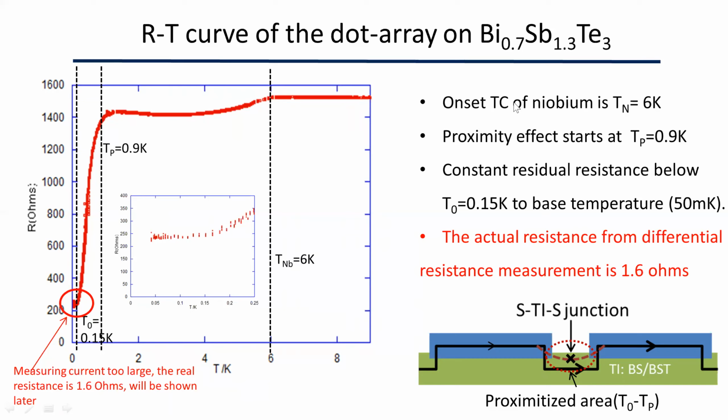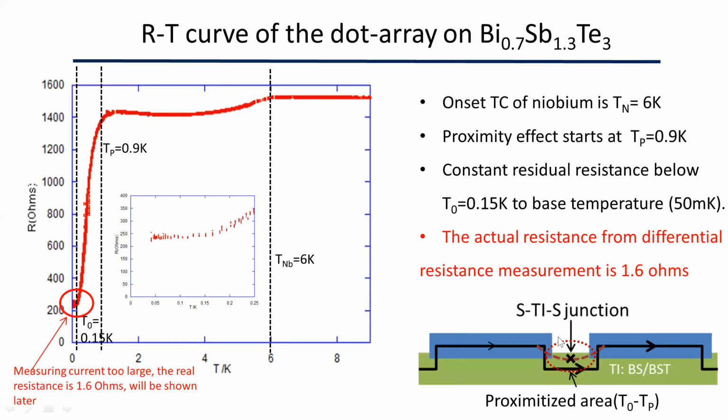The onset Tc of niobium is 0.6 K, lower than the bulk Tc of niobium because of the smaller size of the niobium dot. The proximity effect starts at 0.9 K, around here. There's a constant residual resistance below 0.15 K, from 0.15 K to the base temperature of 15 millikelvin of the Delft fridge we used.